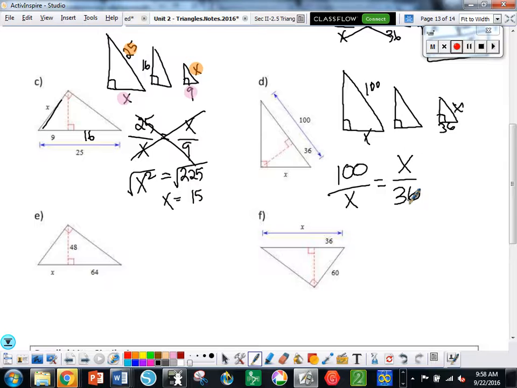Pieces to remember: this right here is a 90, right? So this x right here, is that a leg or is that a hypotenuse? It's a hypotenuse. So if I'm putting my parts together, 100 and the x, the x and the 36. 100 over x equals x over 36. Cross multiply that. x squared equals 3600. Then what? Square root.